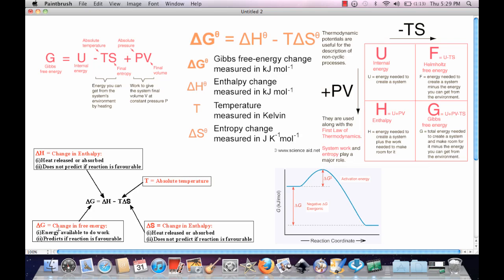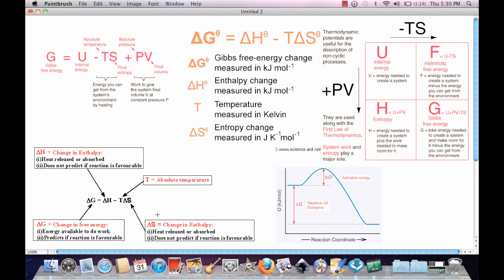So here's a much more conceptual method. Delta G, which is Gibbs free energy, is the change in free energy. Energy is available to do work and predicts if a reaction is favorable. That makes sense. Now, delta H is the change in enthalpy, which is basically heat released or absorbed and does not predict if a reaction is favorable. So this is U plus PV, subtract T times delta S, the change of entropy. So change in enthalpy is heat released or absorbed and does not predict if the reaction is favorable, and T is basically absolute temperature.